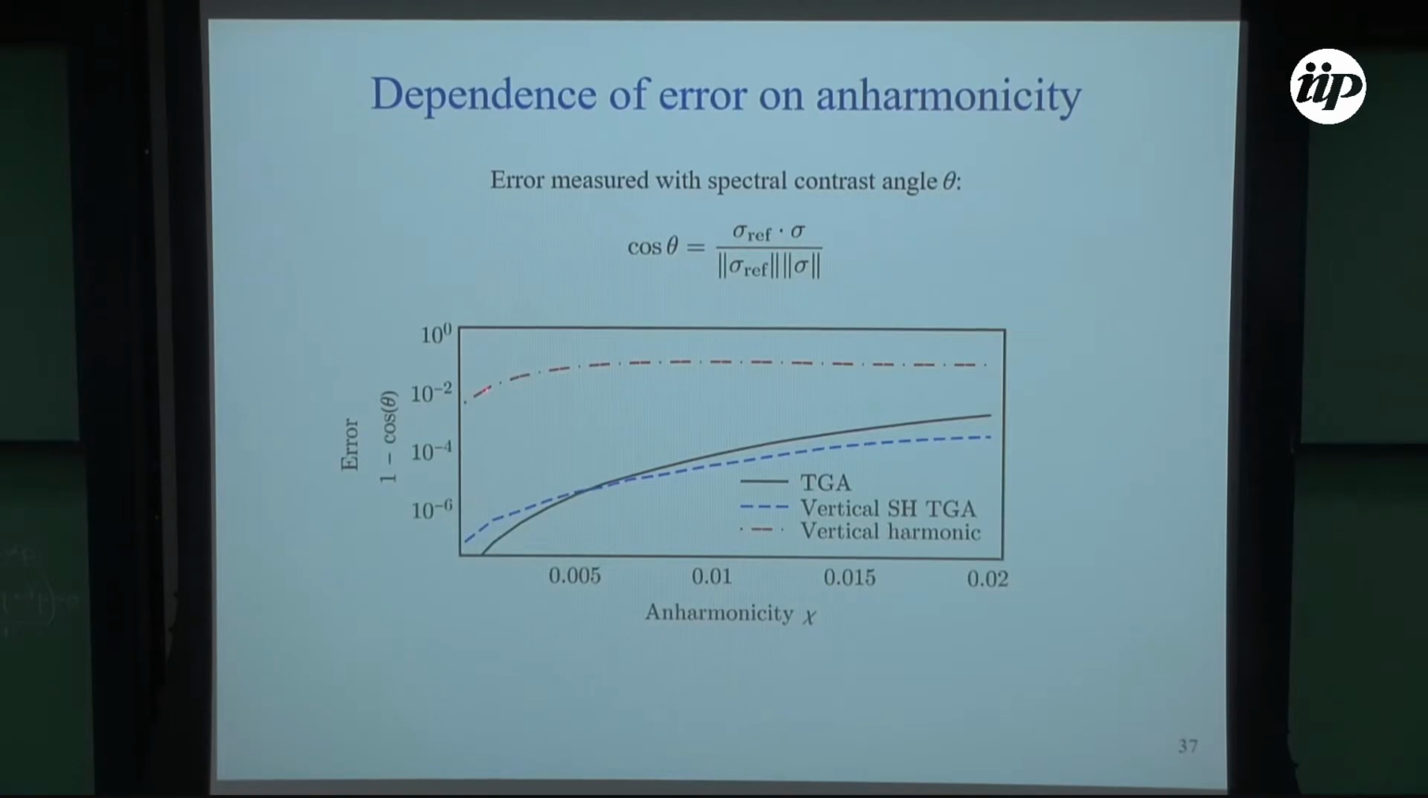And you see that if you use the vertical harmonic approach here, the error is very big for all anharmonicities. And if you have very weak anharmonicity, the third Gaussian becomes the best. But the single Hessian third Gaussian approximation actually wins if you increase the anharmonicity. And the explanation is very simple.